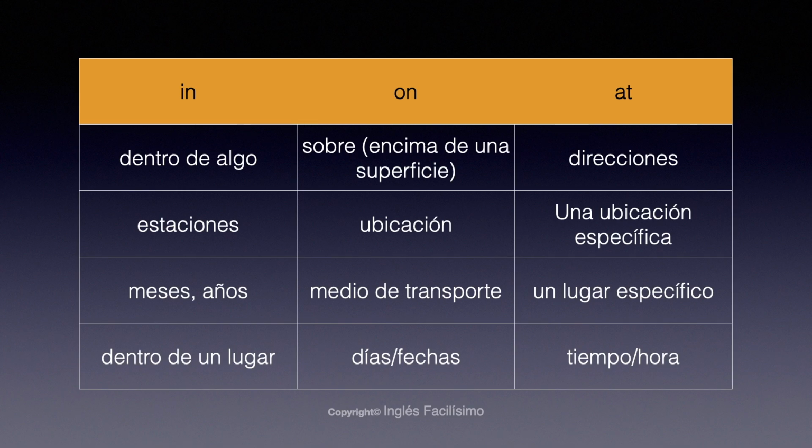Mira esta tabla. Usamos la palabra in en estas situaciones. Dentro de algo, estaciones, meses, años, dentro de un lugar. Usamos la palabra on en estas situaciones. Sobre, encima de una superficie, ubicación, medio de transporte, días, fechas. Usamos la palabra at en estas situaciones. Direcciones, una ubicación específica, un lugar específico, tiempo, hora.